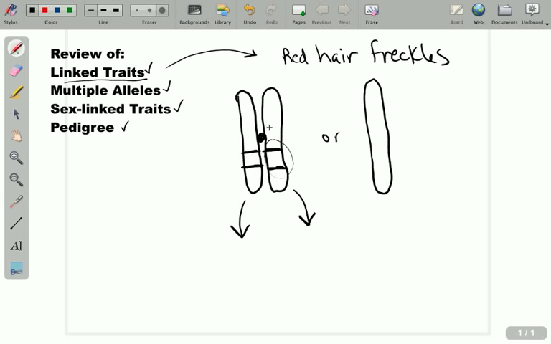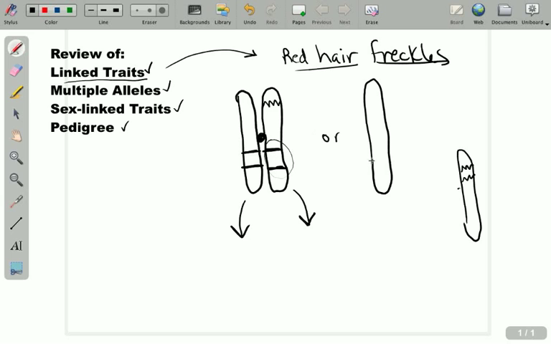If two traits are not linked, they're found on separate chromosomes. So there's a trait here for one thing, and then over here on a totally different chromosome, you'll see this other trait. And so those could be inherited independently. So we said red hair and freckles are linked.